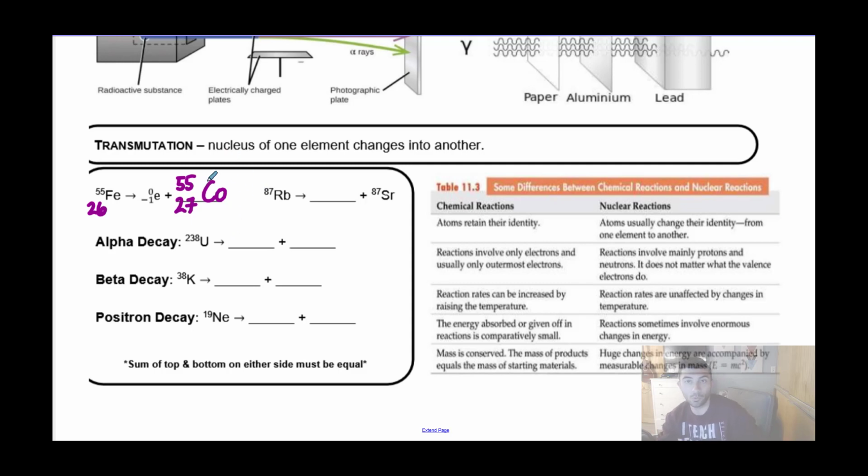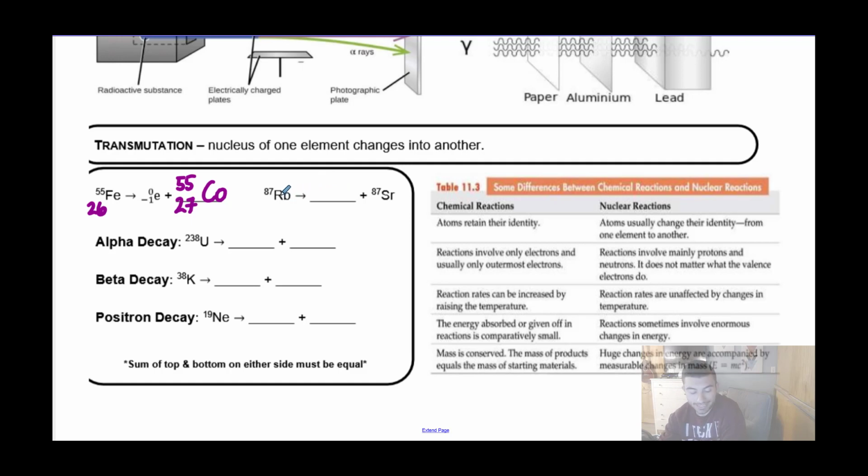We could find that information out on the periodic table in terms of the symbol. We can check that our work is correct by making sure the atomic numbers, or the bottom numbers on either side, add up. 27 minus 1 gets us 26. 55 plus 0 gets me 55. But understanding what the overall process is going to be, that's important too. So beta is a neutron turning into a proton in addition to a beta particle.